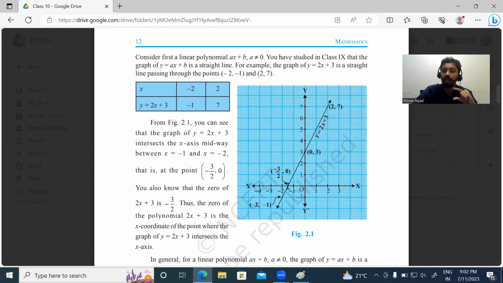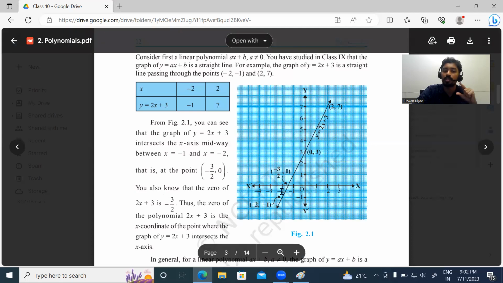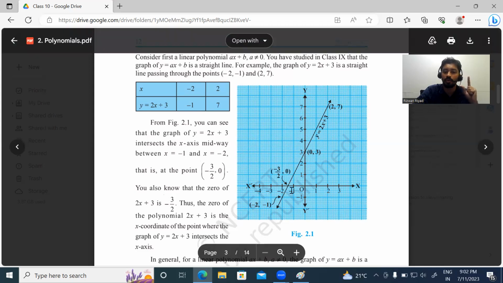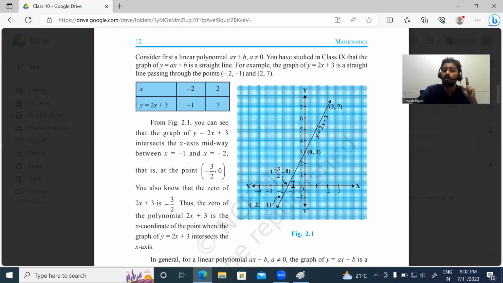Here you can see at how many points this graph is intersecting the x-axis. Only at this point, right? It intersects the y-axis at this point, but here we want only the x-axis. So this straight line is intersecting the x-axis only at this point. So for this polynomial we have only 1 zero. This is a peculiarity of a linear polynomial. For a linear polynomial, at most, we can have 1 zero.